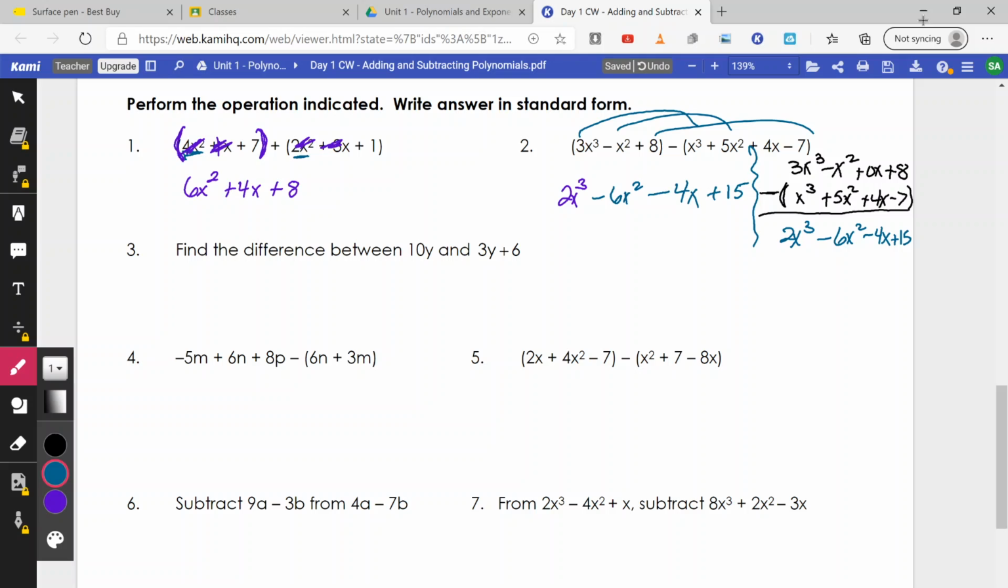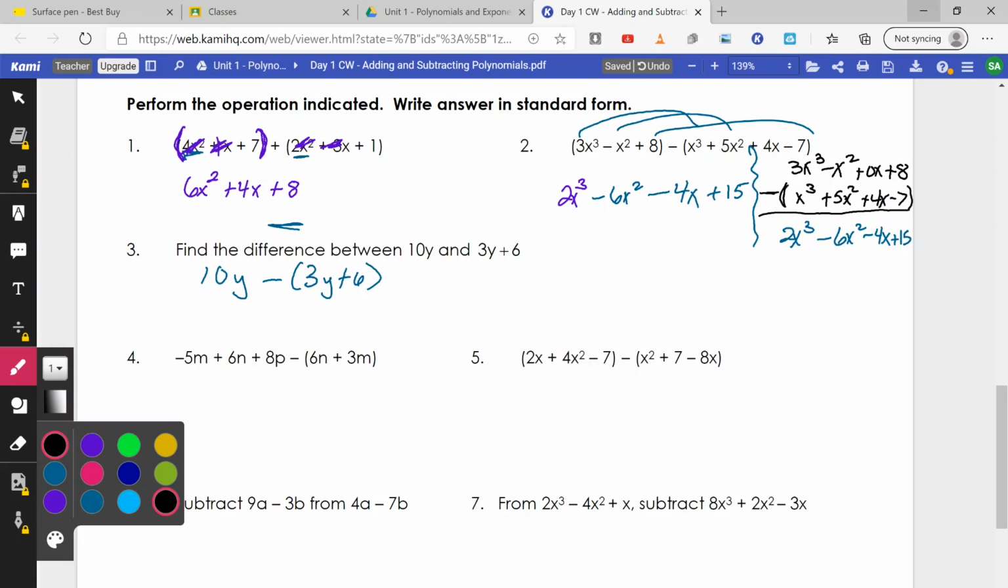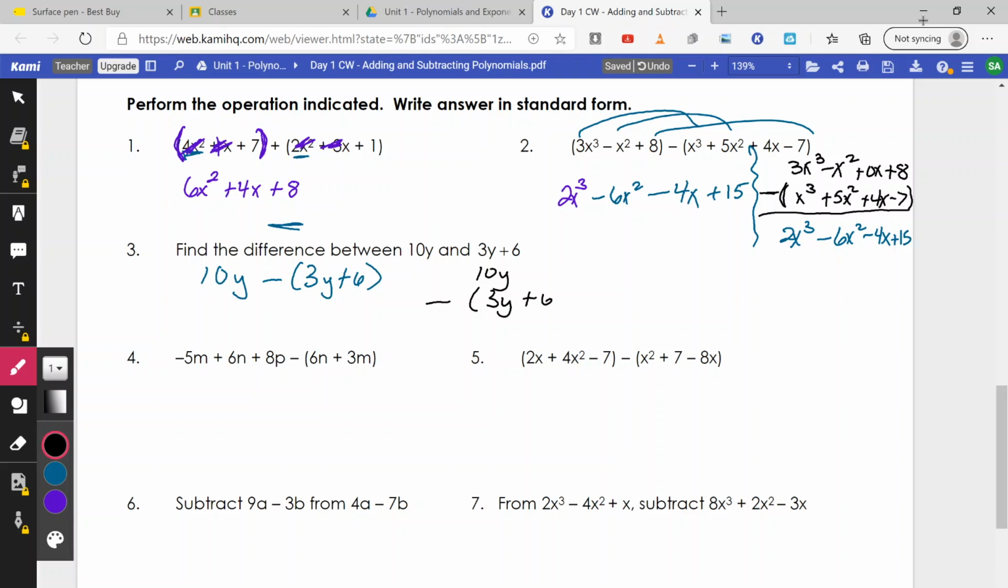This third problem says find the difference between 10y and 3y plus 6. So find the difference means we have to subtract here. So we subtract the first minus the second. So we really have 10y minus 3y plus 6. So that's the setup horizontally. Vertically, it would be 10y minus 3y plus 6.